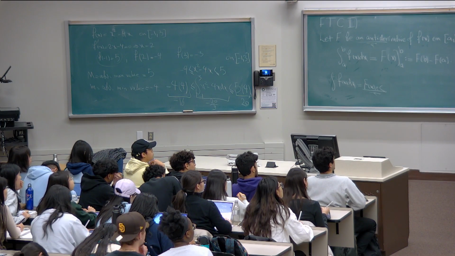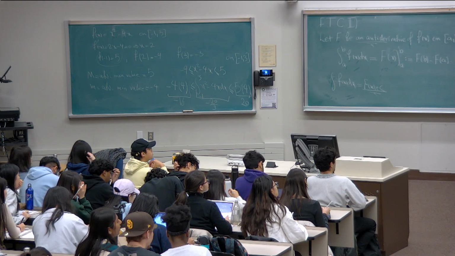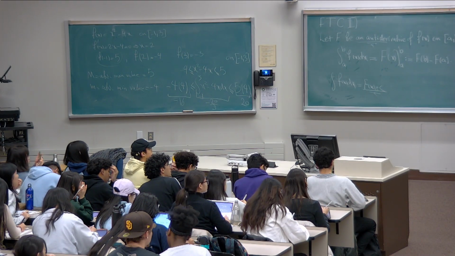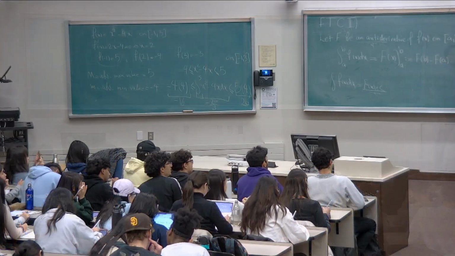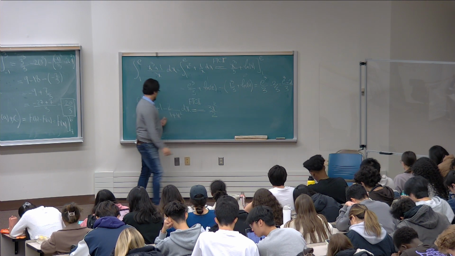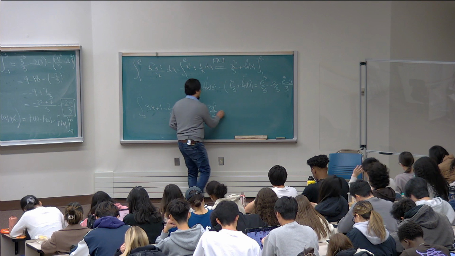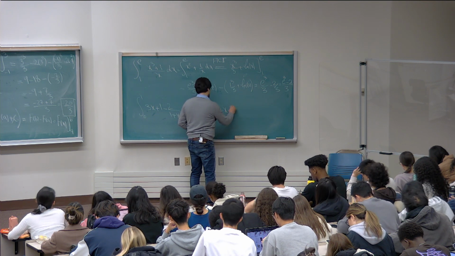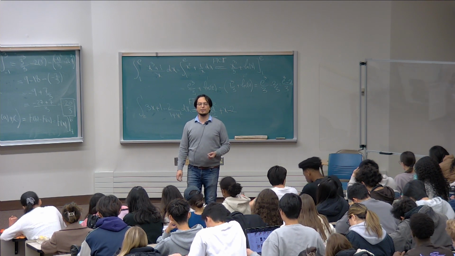I can now play the same game here, but this is called fundamental theorem of calculus, part 2. Antiderivative of 3x is 3x squared over 2. Antiderivative of 1 is x. What is antiderivative of 1 over 1 plus x squared?